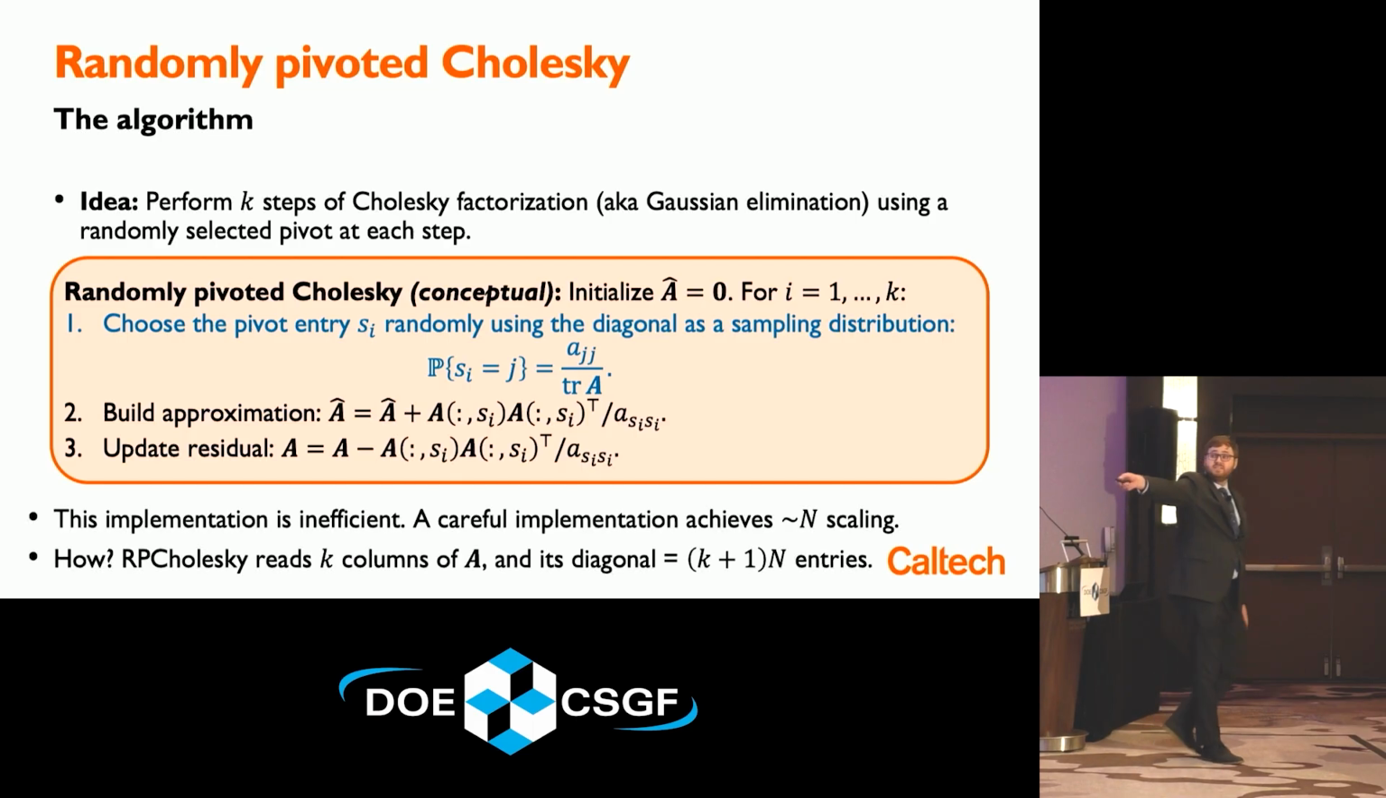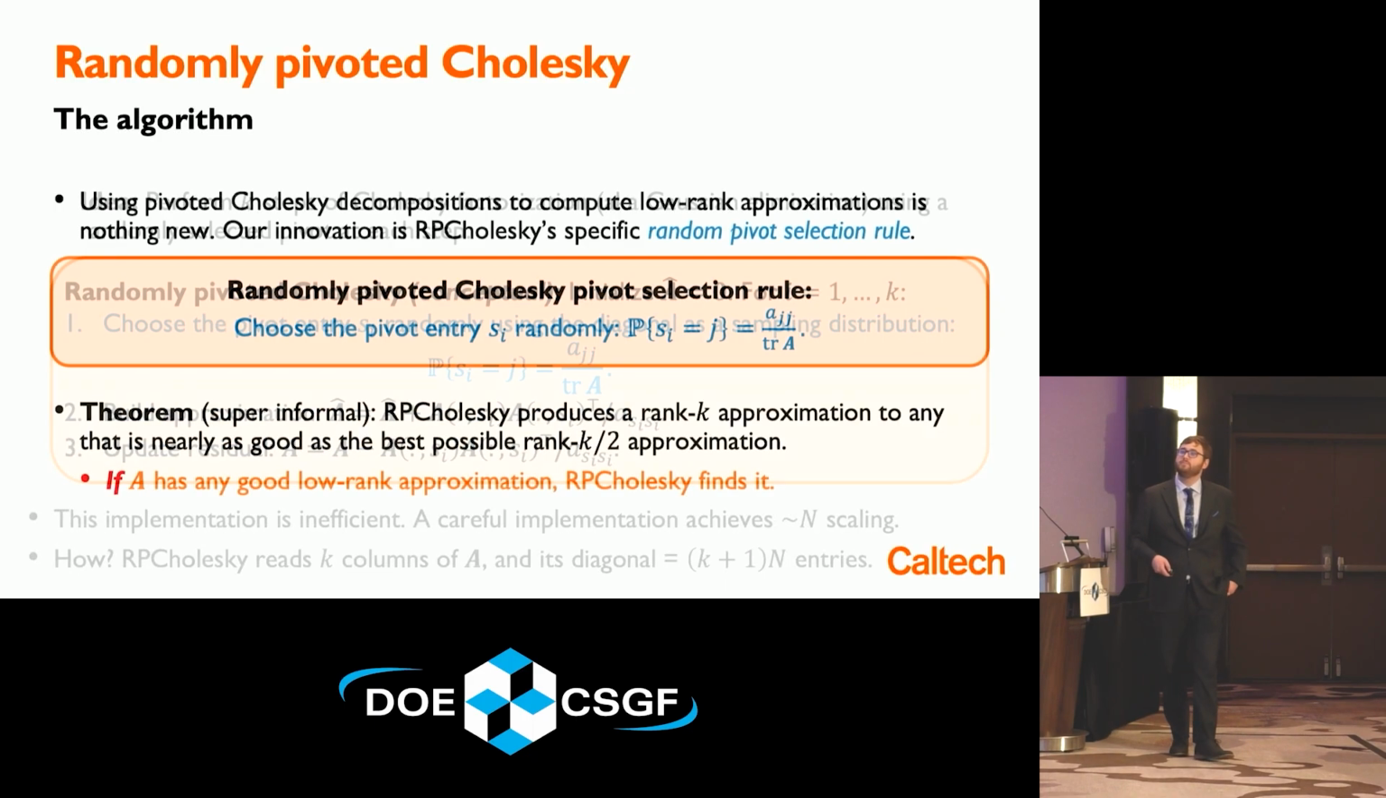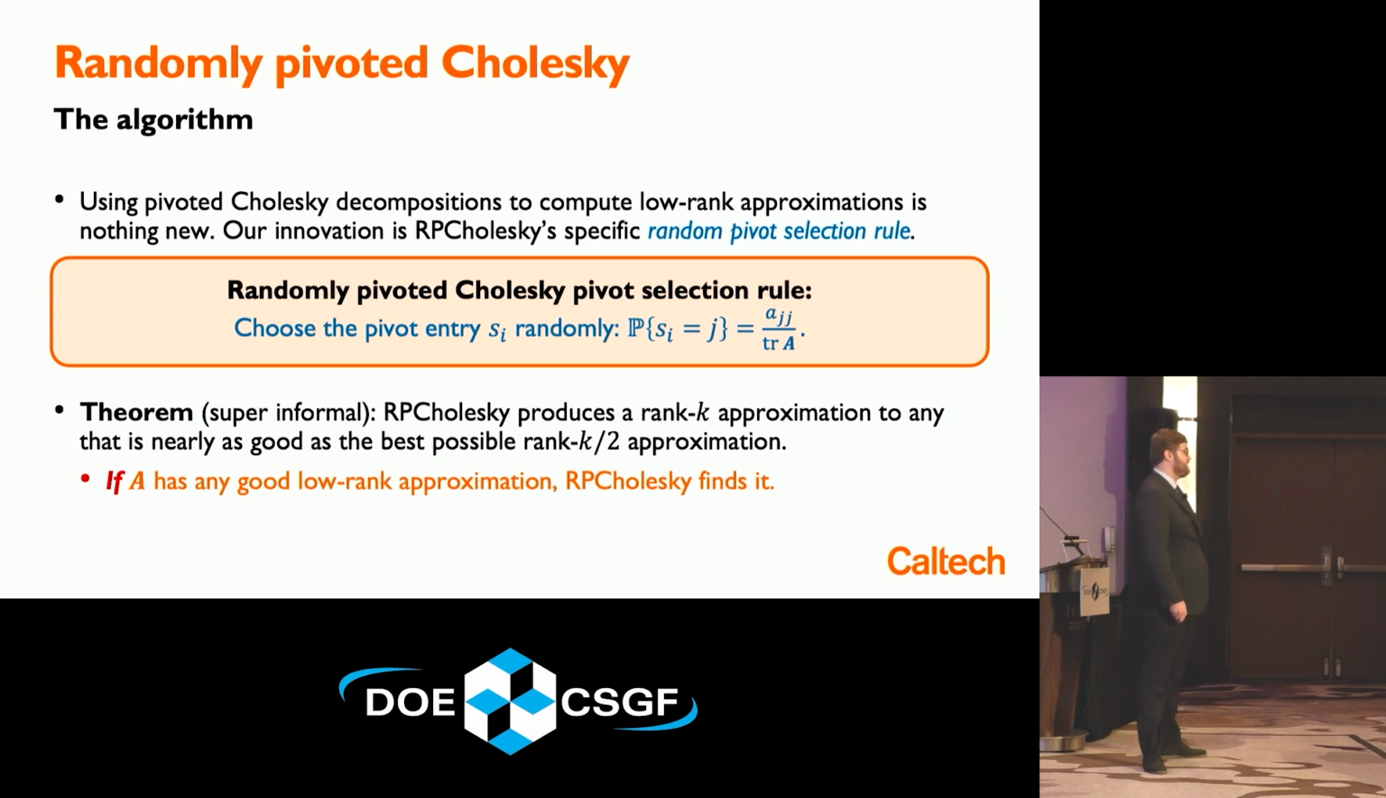And so this is not an efficient implementation of this algorithm, but with an efficient implementation, this is going to run scaling linearly in n, which is exactly what we wanted. And really, I should stress the key innovation of our approach is this random pivot selection rule. And we can prove as a theorem that this randomly pivoted Cholesky algorithm produces a near optimal low-rank approximation in the sense I've written on this slide. And this is not just an empirical observation, it is a proven fact of mathematics.